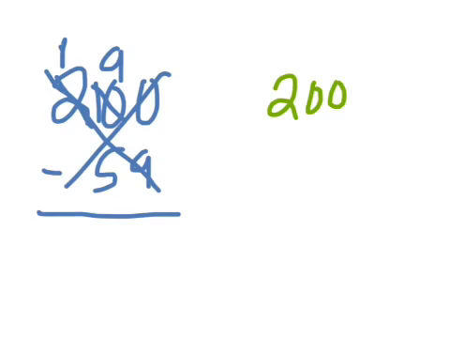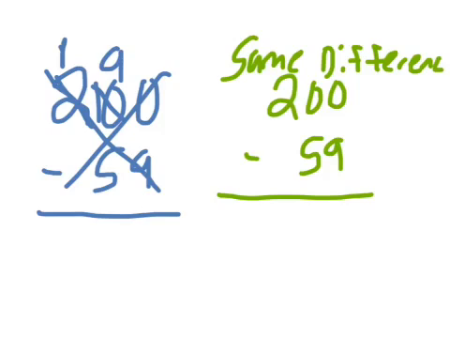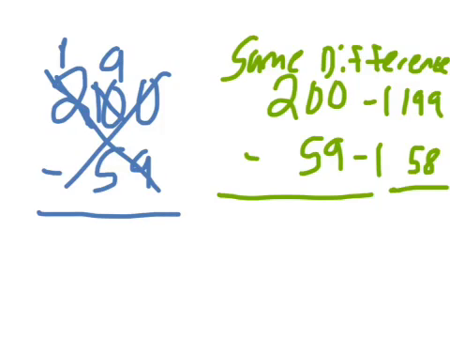One of the things that we focus on is trying to make the problem a little bit more manageable. When we have a subtraction problem like 200 minus 59, we use a strategy called same difference. If you don't change the difference between the numbers, you aren't changing the answer. If I take one away from here and take one away from here, I now have 199 minus 58. I can do that a lot easier. 9 minus 8 is 1. 9 minus 5 is 4. Oh, I get 141. It's a lot easier for students because we look at how those numbers work together and how we can make them easier to handle.